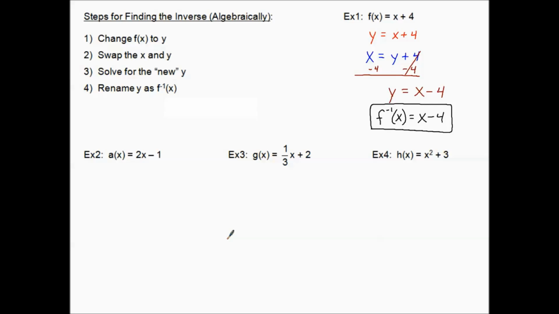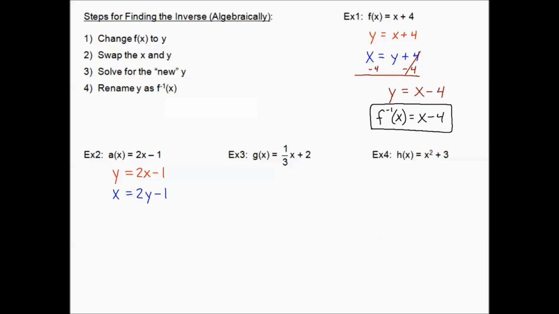So let's see if we can follow those 4 steps for example 2. Example 2 is a of x equals 2x minus 1. Our first step, let's change our fancy symbol to a y. So a of x is going to turn into a y. And now I have y equals 2x minus 1. Our second step, let's switch the x and the y. So y becomes x, and now I have x equals 2y minus 1.